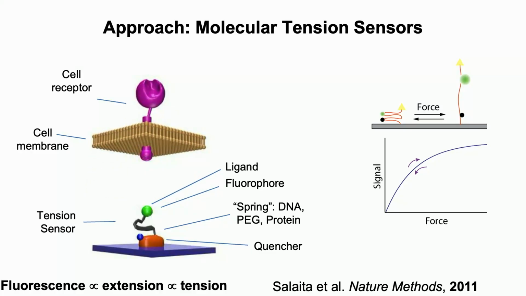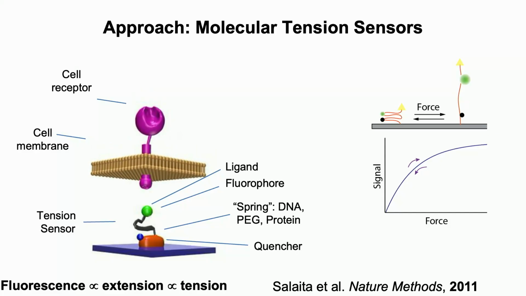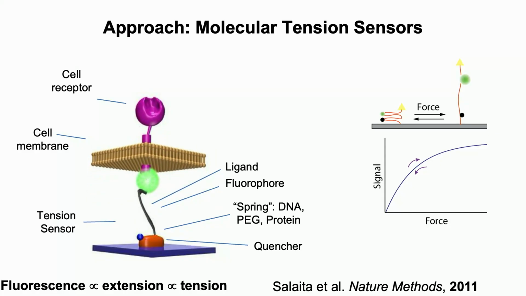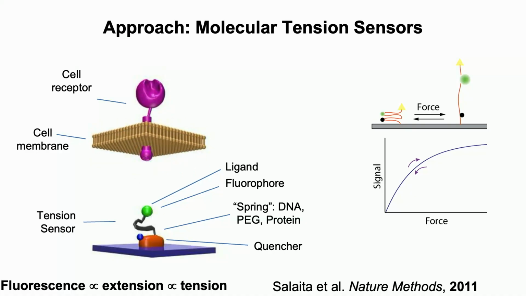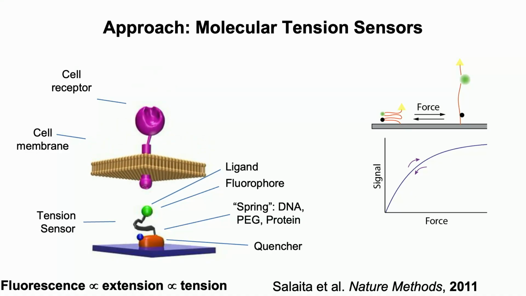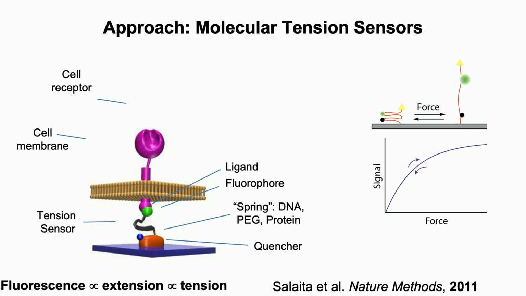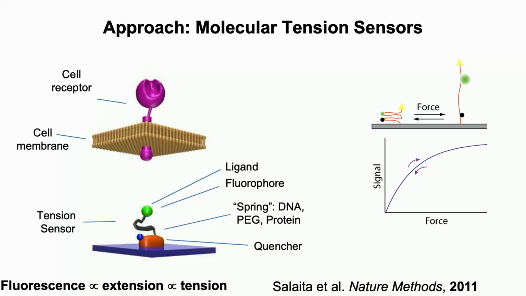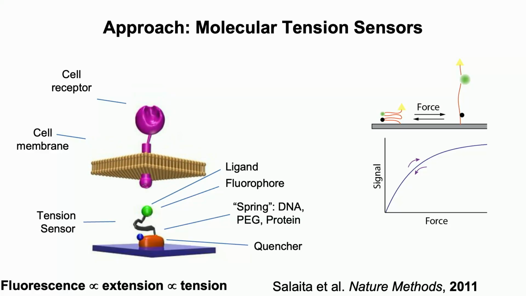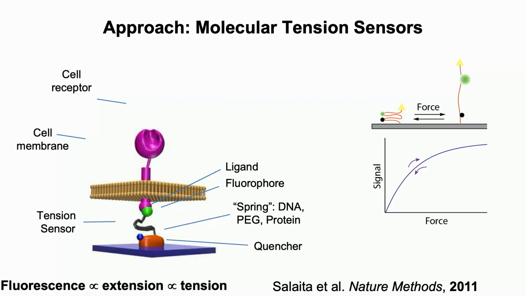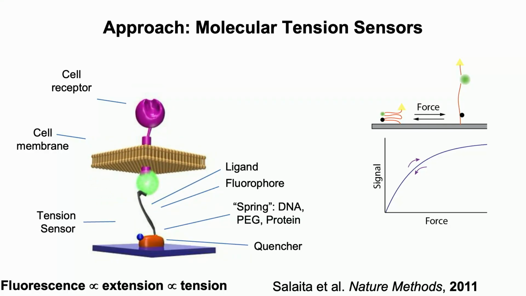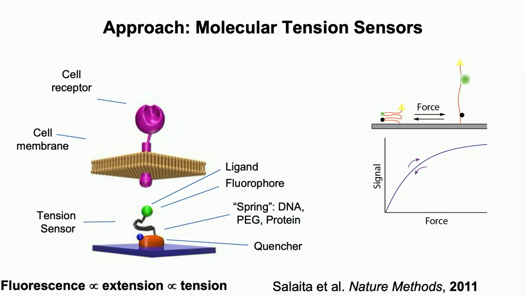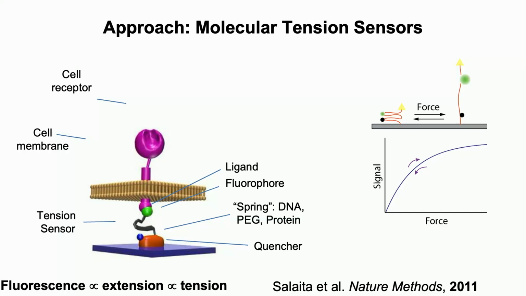And so what's nice about this approach is that as long as you know the relationship between the extension and the force, you can use the fluorescence intensity to infer the distance, and then from that infer the applied force generated between the receptor and the ligand. What I'm not showing, of course, here is that there's a cytoskeleton that couples to that receptor that generates that force that we're measuring.